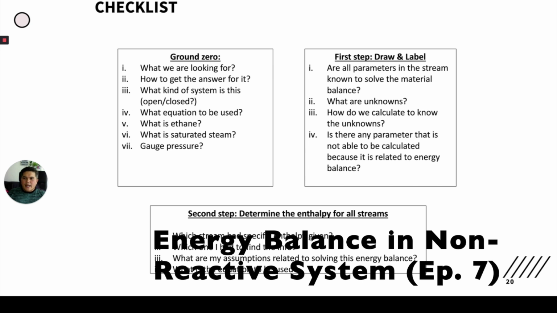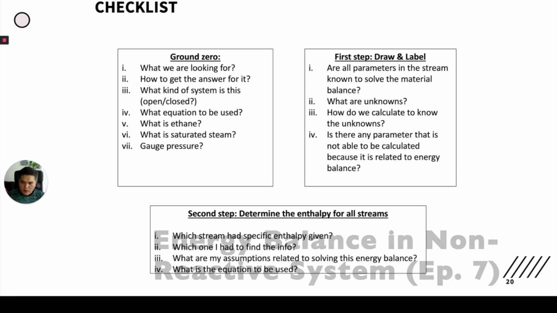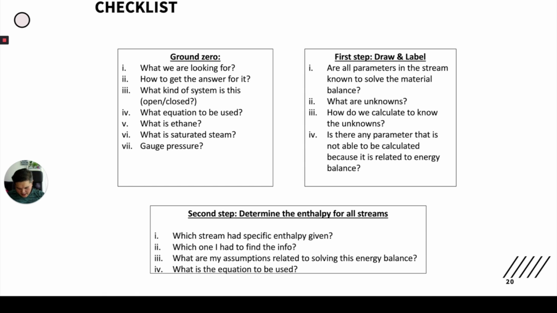But before that, we have a checklist. We have to ask these questions: what we are looking for, how to get the answer for it, what kind of system is this, is it open or is it closed, what equation do you want to use, what is ethane, what is saturated steam, what is the gauge pressure. Okay, so these are all the things that we need to figure out ourselves before we could really solve the problem. If we don't ask ourselves these questions, we will not be able to solve the problem.